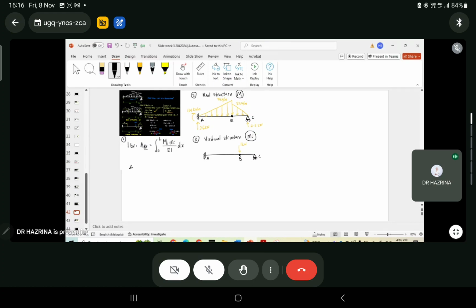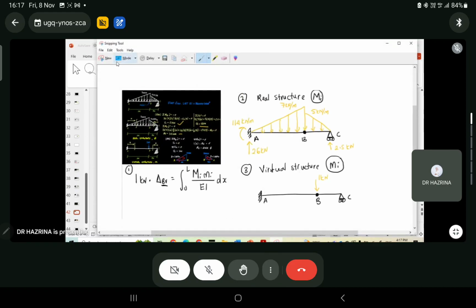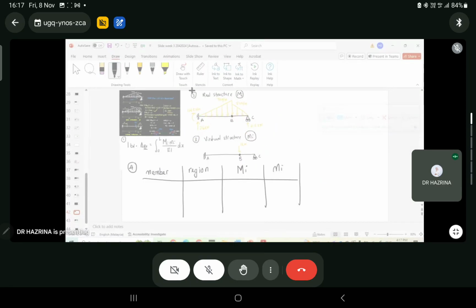So for the fourth step, usually I will ask you all to do this: you have member. Okay, and then I want you to draw a table. Member, and then you need to have the region, and then you will have your M capital, and then you need to find what is your virtual m. Okay, so in this question, there are several ways to cut it.